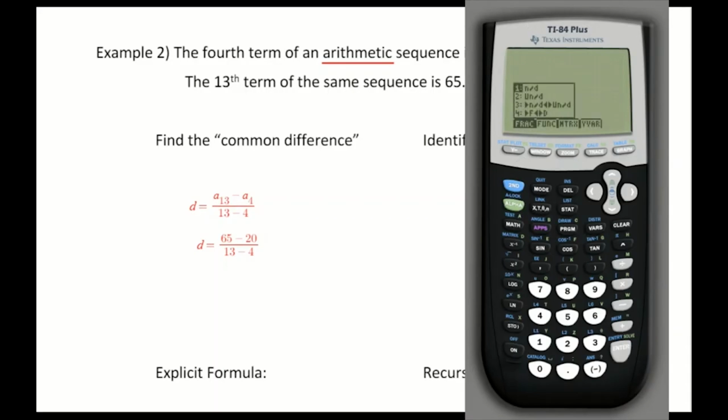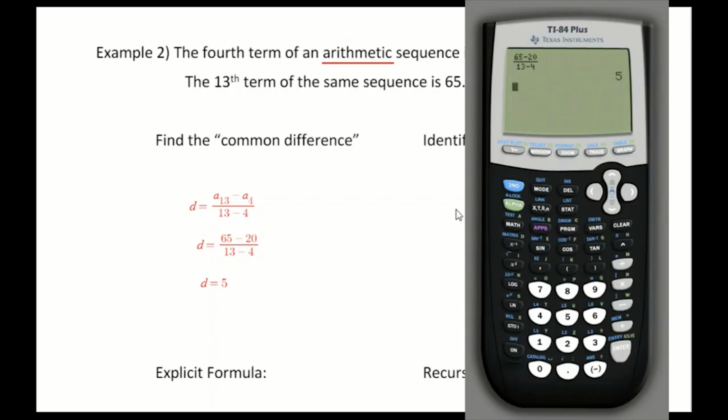Set up a little fraction. We got 65 minus 20 over 13 minus 4, and we get 5. Okay, so our common difference here is 5. Now let's identify what the seed value needs to be. Now this can be a little trickier because we don't know what a sub 1 is, but we can still find it. It's not too big a deal.